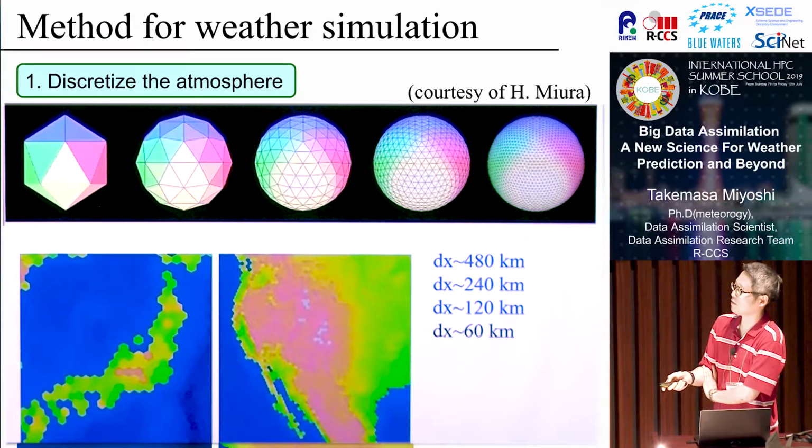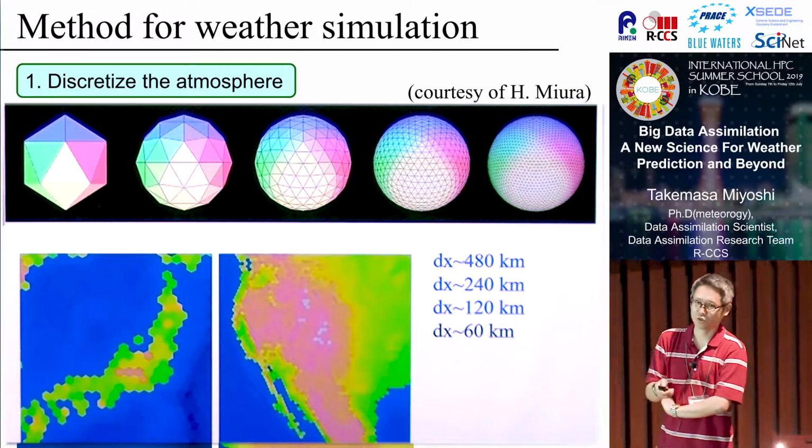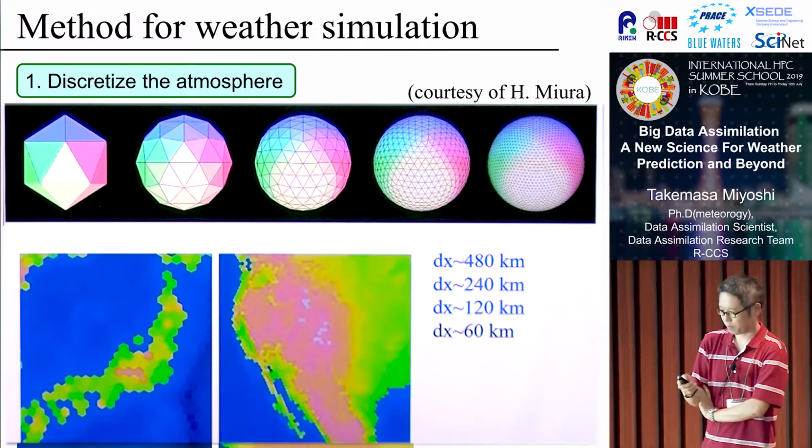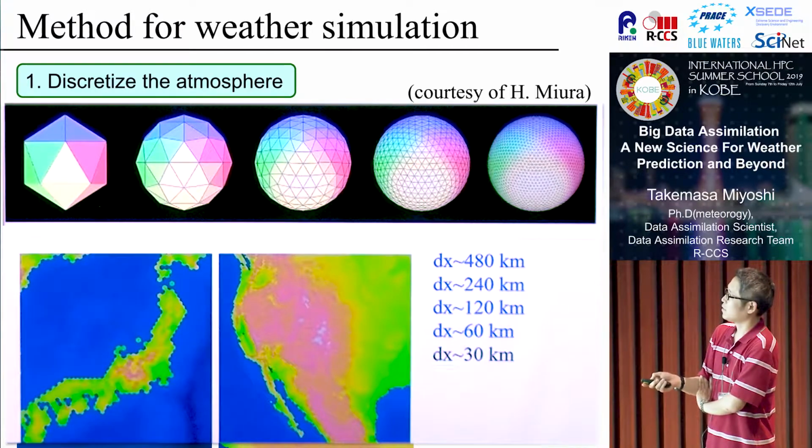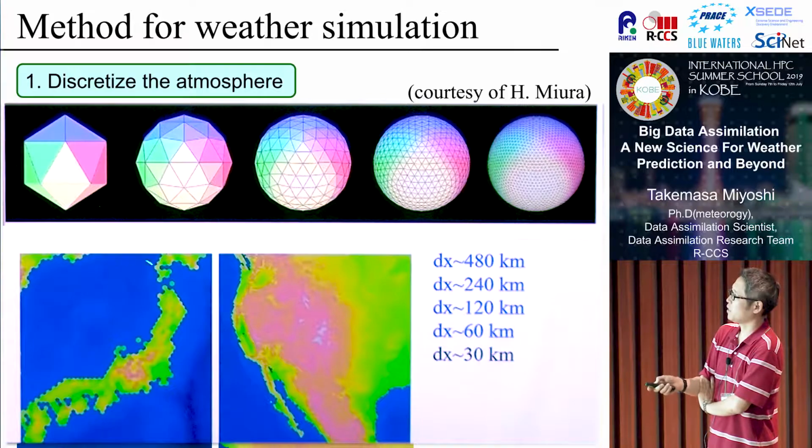And this is Japan at 60 kilometers. This is about the resolution at which we do the data assimilation. I will talk about the data assimilation later. And this is 30 kilometers. Now we see a good shape here. And this is the West Coast and Rockies of the United States.